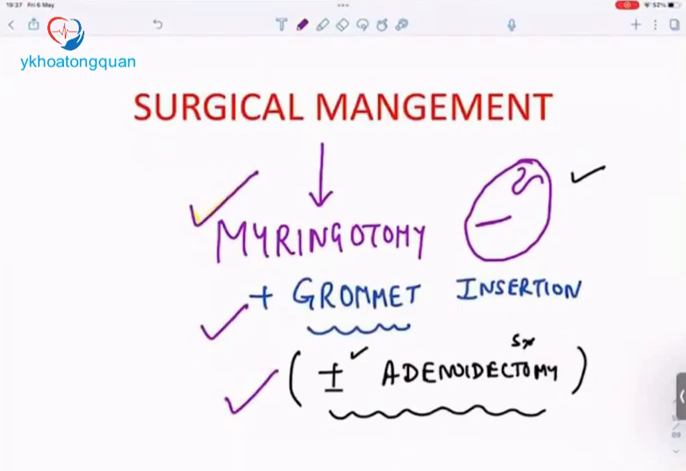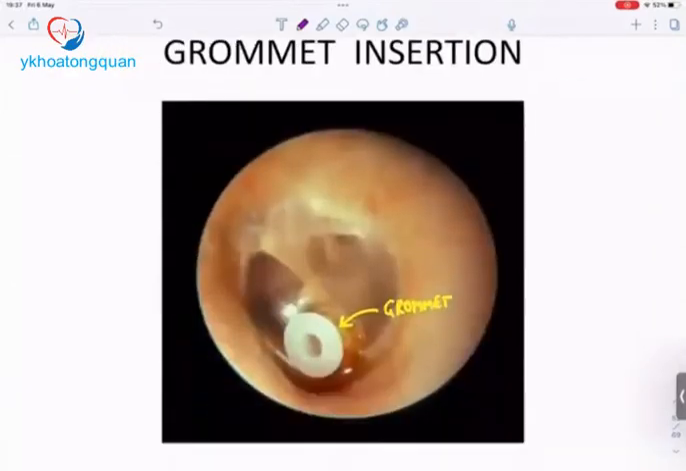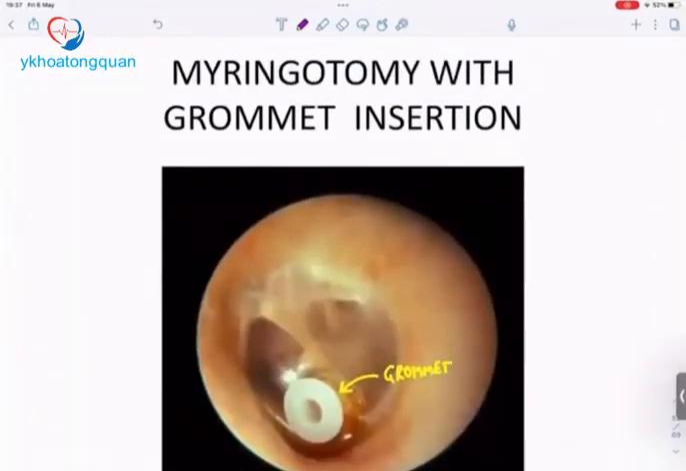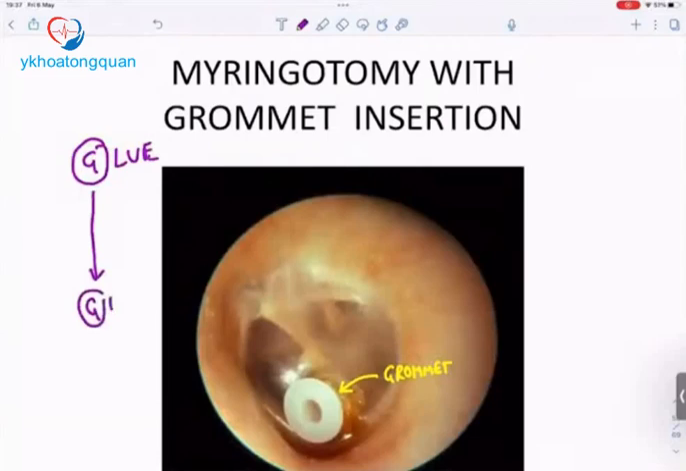Is this clear? For the younger medical students, how to remember the word grommet? Very easy. Remember G for glue, G for grommet. Glue needs grommet.